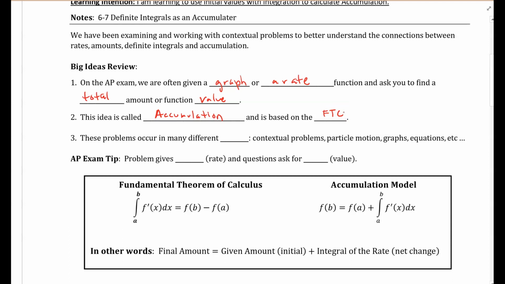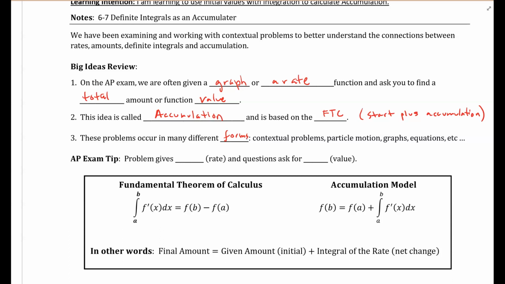couple of days. Now, this also has another name that I'd like you to write down here: start plus accumulation. Really, the start is what I believe gives these problems away, and we'll see that here in a moment. So these problems occur in many different forms. We've seen contextual problems, the story problems, particle motion, which really solidifies that concept of position, velocity, acceleration, and graphs, equations.